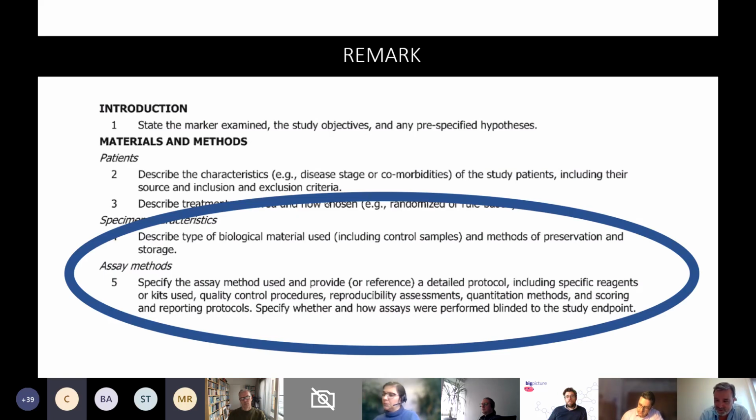REMARK mentions that if you want to publish your biomarker, you need to define the following for the assay. You need to define a detailed protocol. How did you control for quality control, your reproducibility, your quantitation methods, etc.? When you read clinical articles about using AI tools, this is rarely mentioned in that level of detail. But if you want to use those tools in a regulatory approved setting, we have to do this.